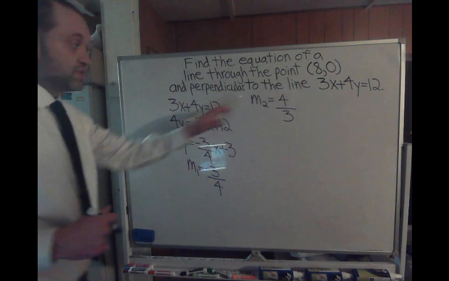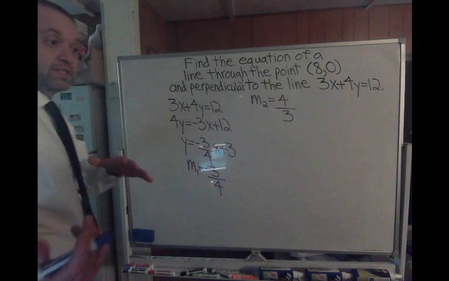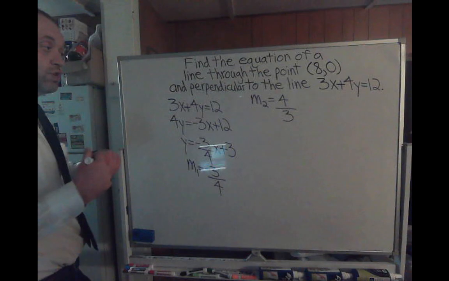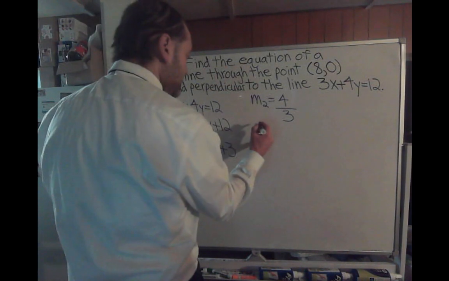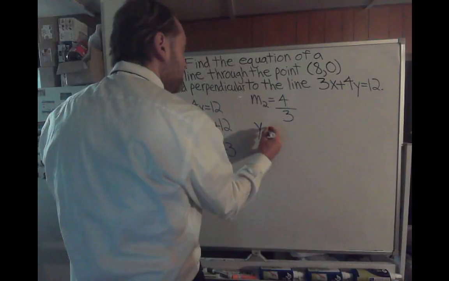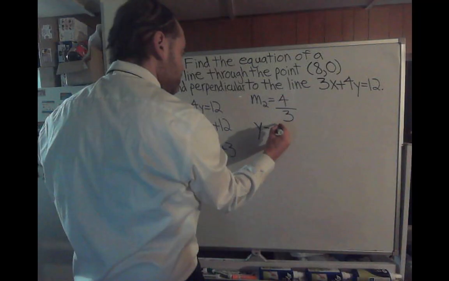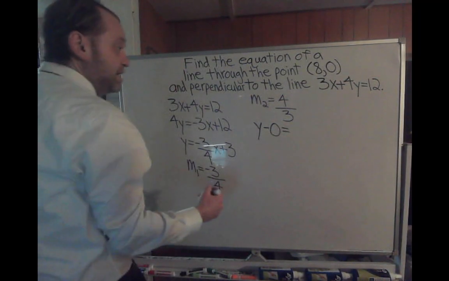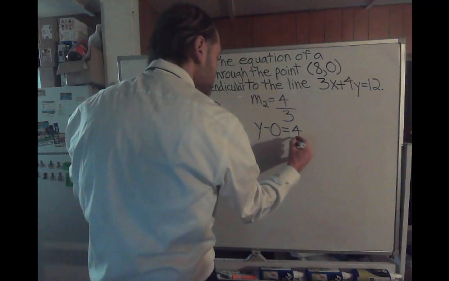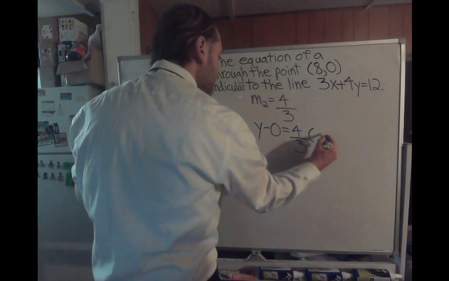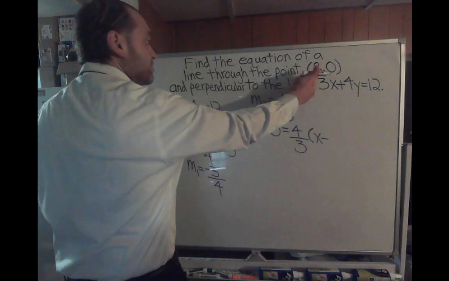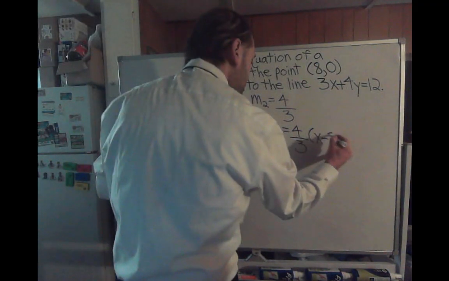Now, since we know the slope, we can use the point-slope form and solve for the equation of the line. So take y minus the y coordinate of the point this passes through, which would be 0. Set that equal to 4/3, that slope, times the quantity of x minus the x coordinate of the point it passes through, which would be 8.